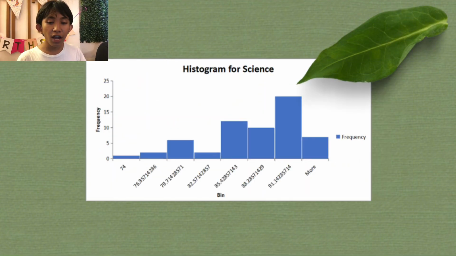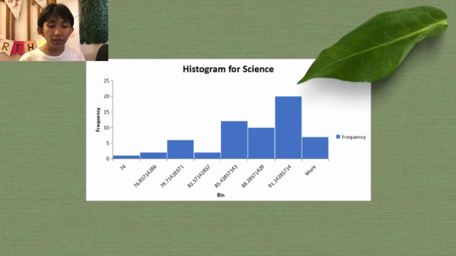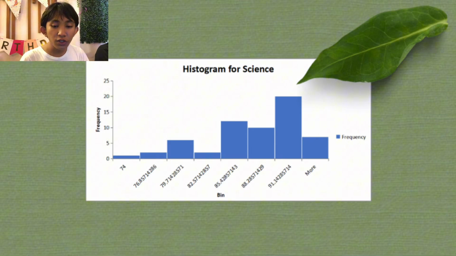The science histogram shows the distribution of science scores. The majority of students scored between 85 and 92, with the highest frequency around 81. The distribution suggests that most students achieve mid to high scores, while fewer students scored at the lower end.